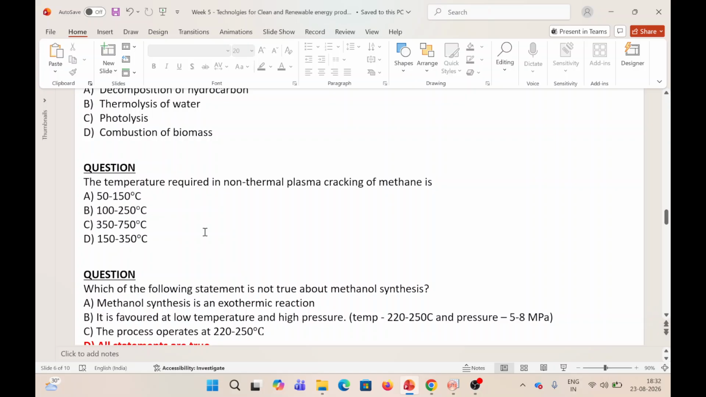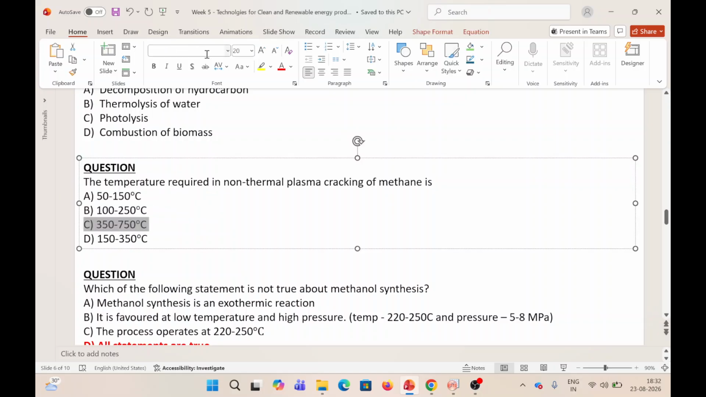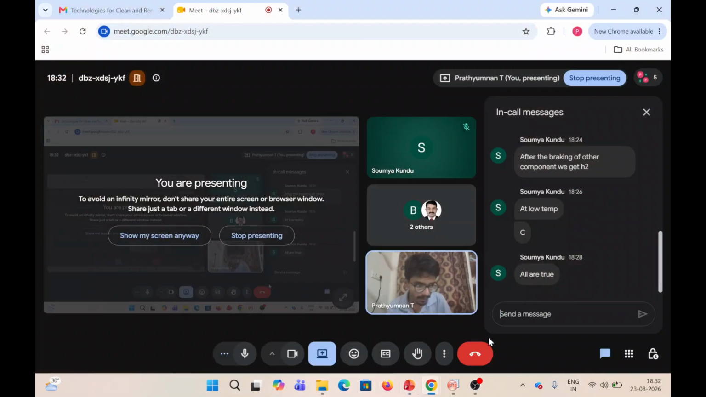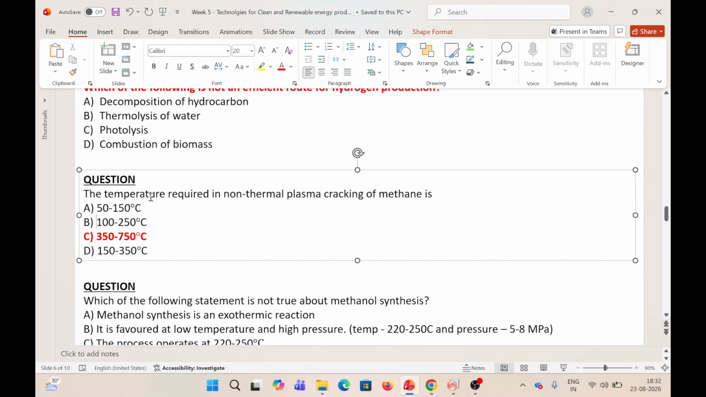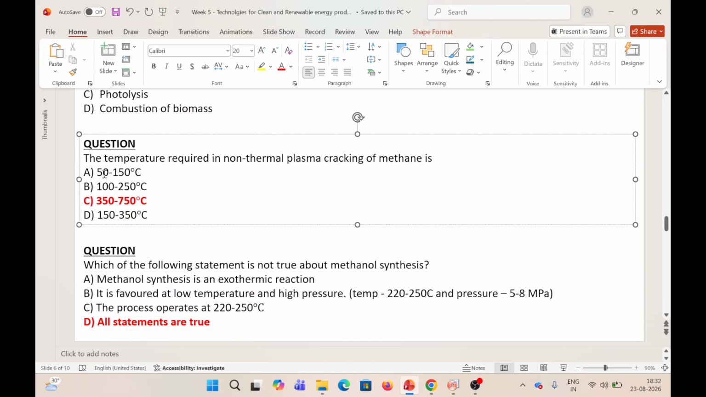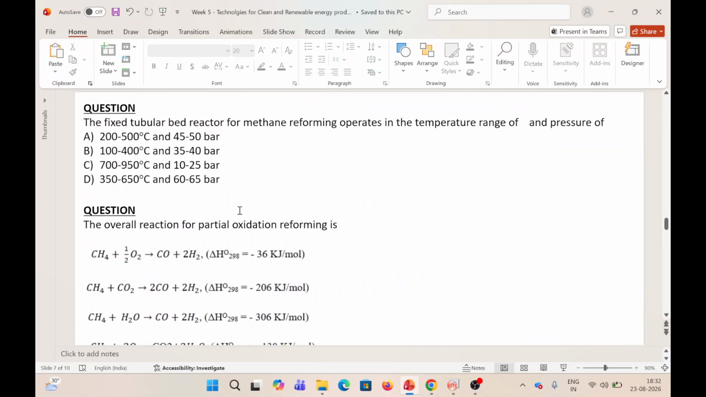So it is 350 to 750 degrees Celsius. Kindly remember this. Any answers? No. So let's move on towards the next one. Please remember the temperature required for non-thermal plasma cracking of methane is 350 to 750 degrees Celsius.